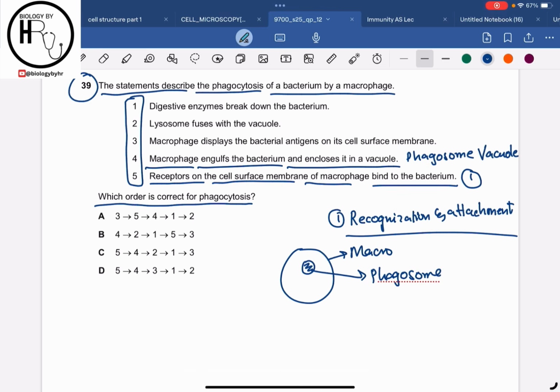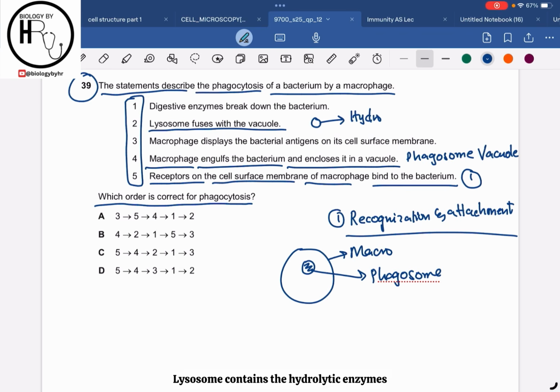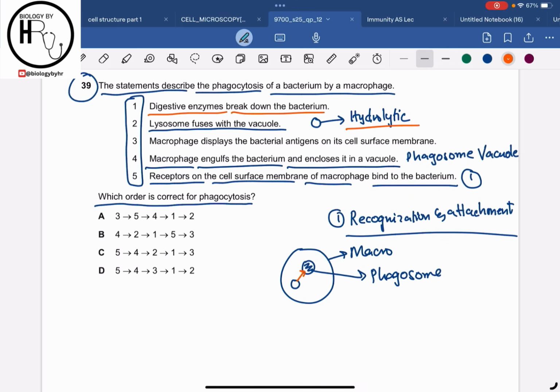Then the lysosome comes into play. We know what a lysosome is: it contains hydrolytic enzymes. The lysosome is going to fuse with the phagosome. Because there are hydrolytic and digestive enzymes in the lysosome, they will break down the bacteria. When the digestive enzymes break down the bacteria, it will be broken down into pieces.